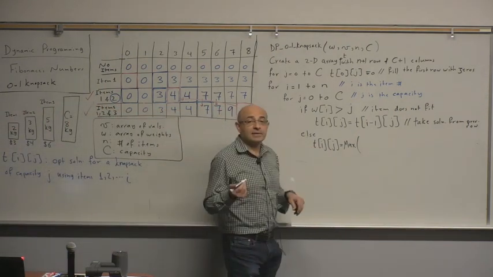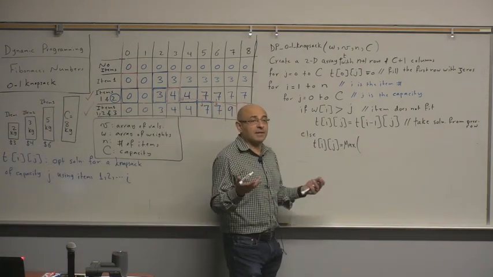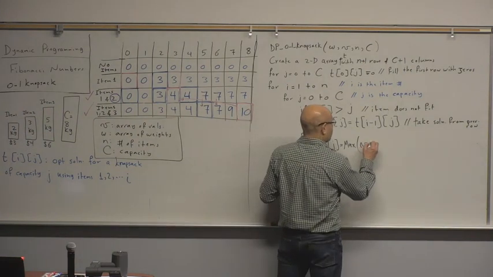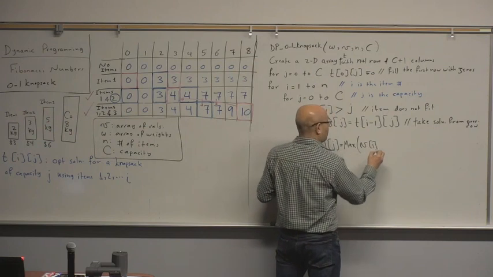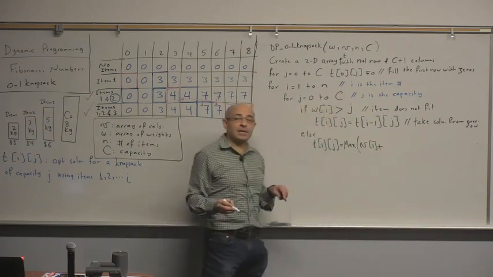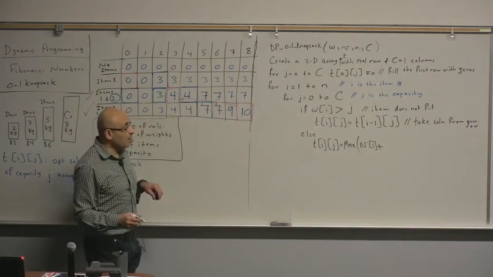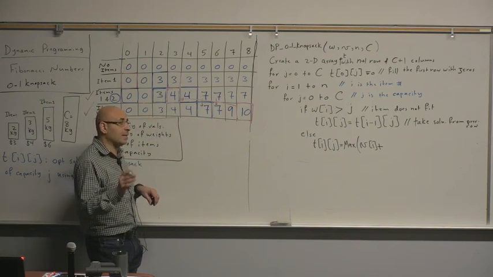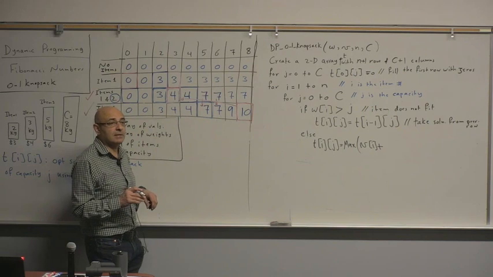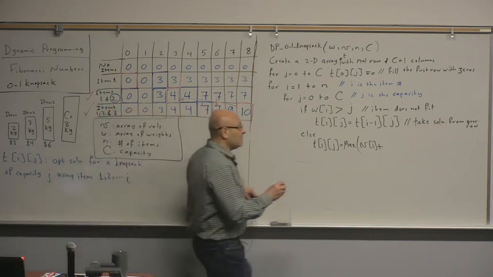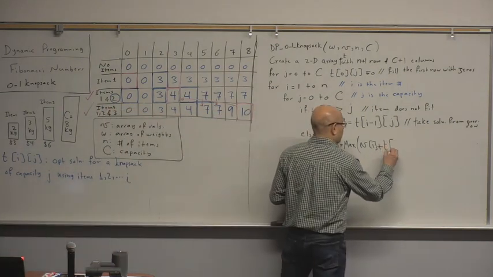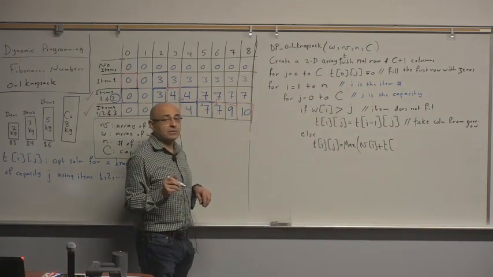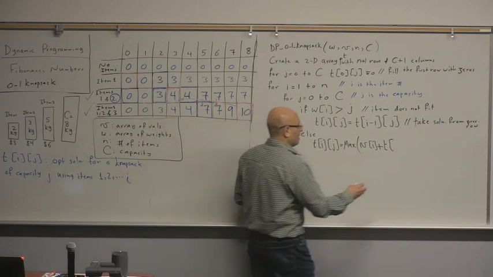If I take it, then I will have its value. What is its value? V of I. Its value is V of I plus what I can fit in the remaining capacity. Now how do I express the best that I can fit in the remaining capacity? It's going to be T of something in the table. T of, is it in the current row or previous row? Previous row, which means I minus 1.